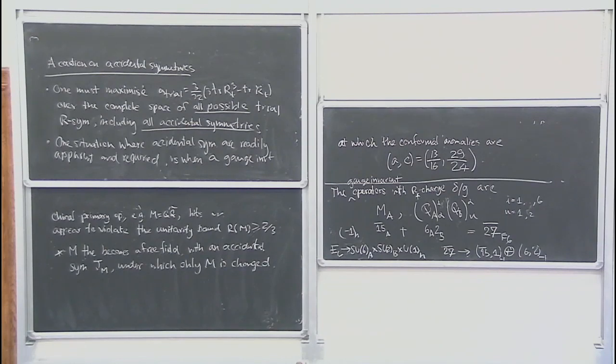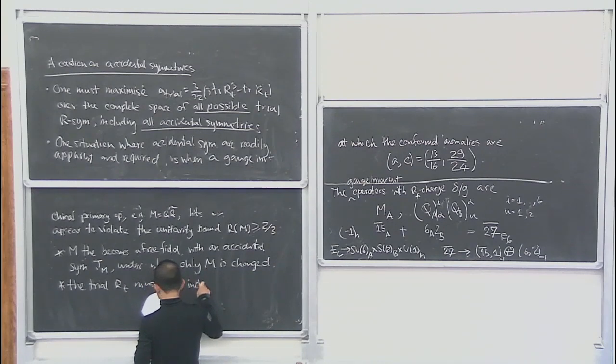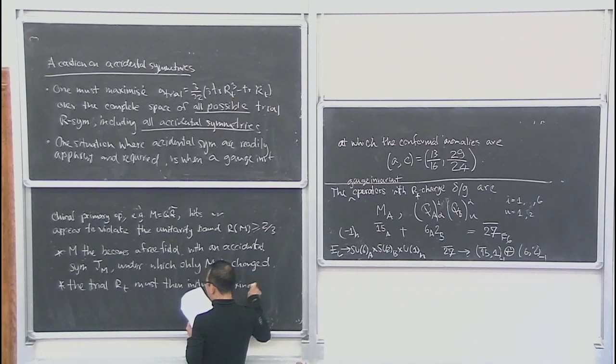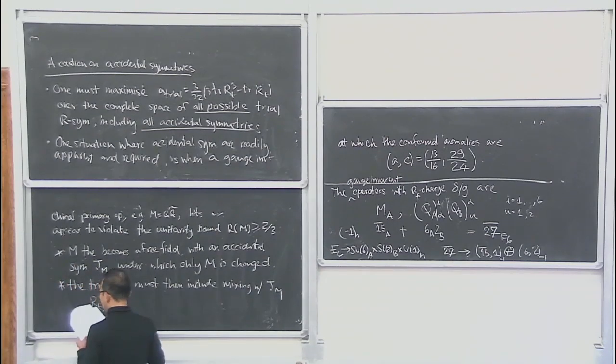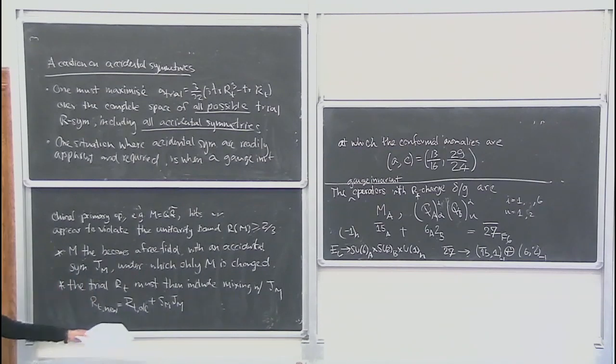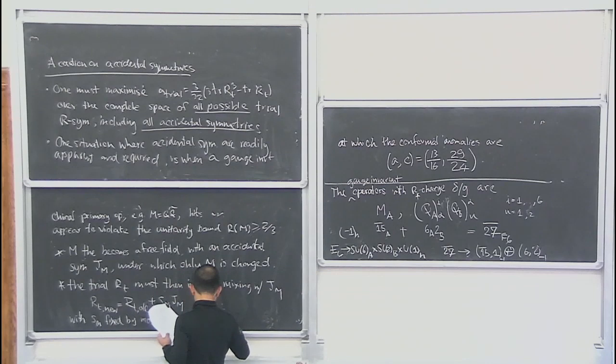Okay? So what happened? You have to redo the trial R. The trial R, R_T, must then include mixing with J of M. So basically you have to write the trial R in terms of the trial R of O plus S_M J_M. Okay, you have to add the contribution of these guys into that, with S_M fixed by maximizing a trial. Okay?